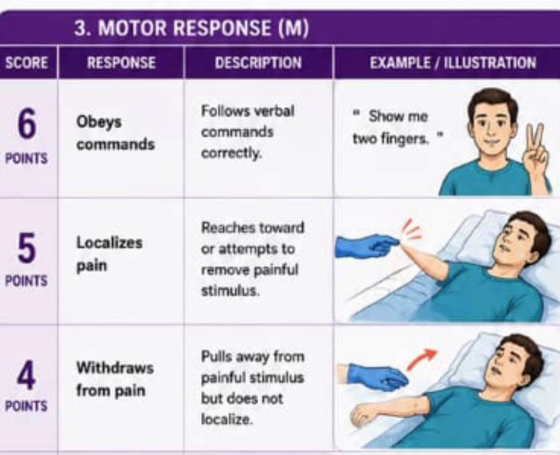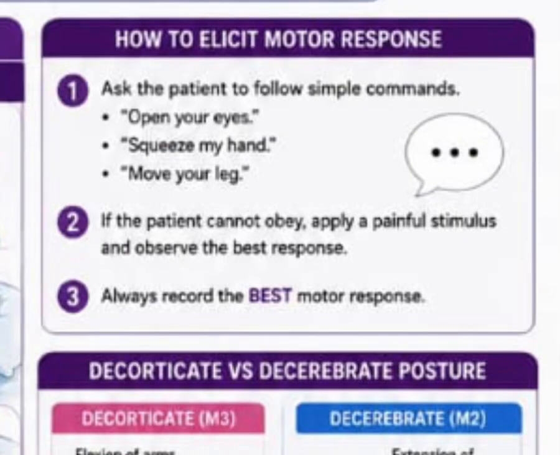Are you getting me now? Obeying commands means, show me 2 fingers. The patient opens 2 fingers and shows you, so you give the patient 6. So how can you assess the patient? Ask the patient to open their eyes. If the patient opens their eyes, then tell the patient to squeeze your fingers. Put your fingers there and let the patient squeeze it. Are you getting that?